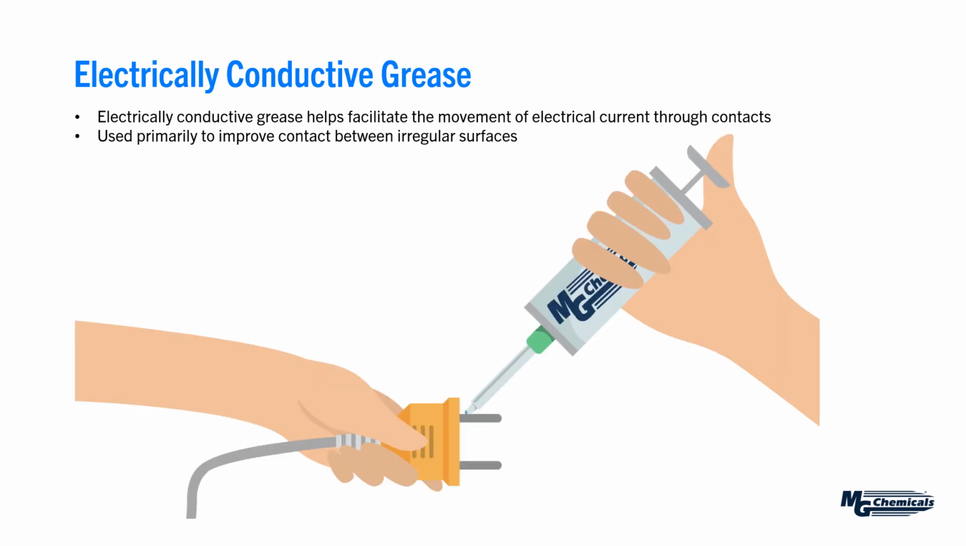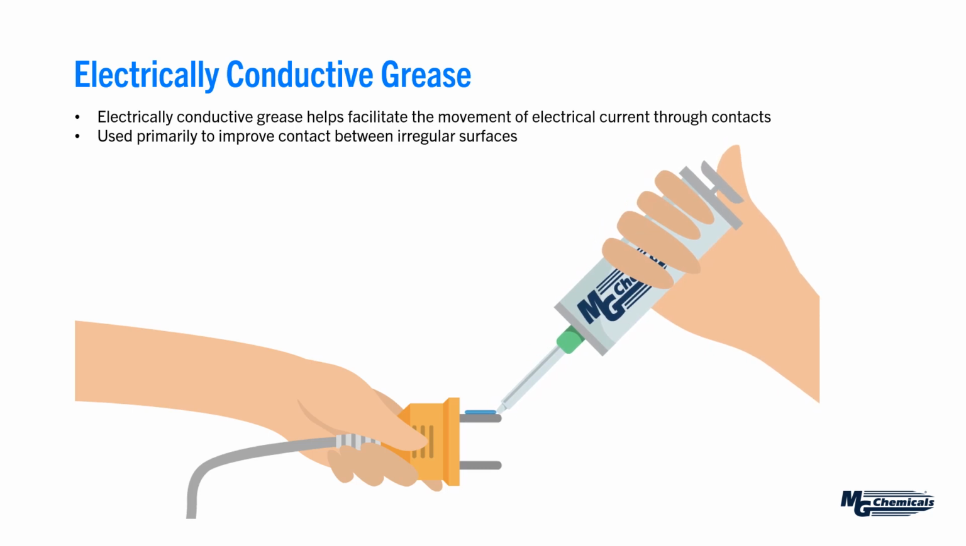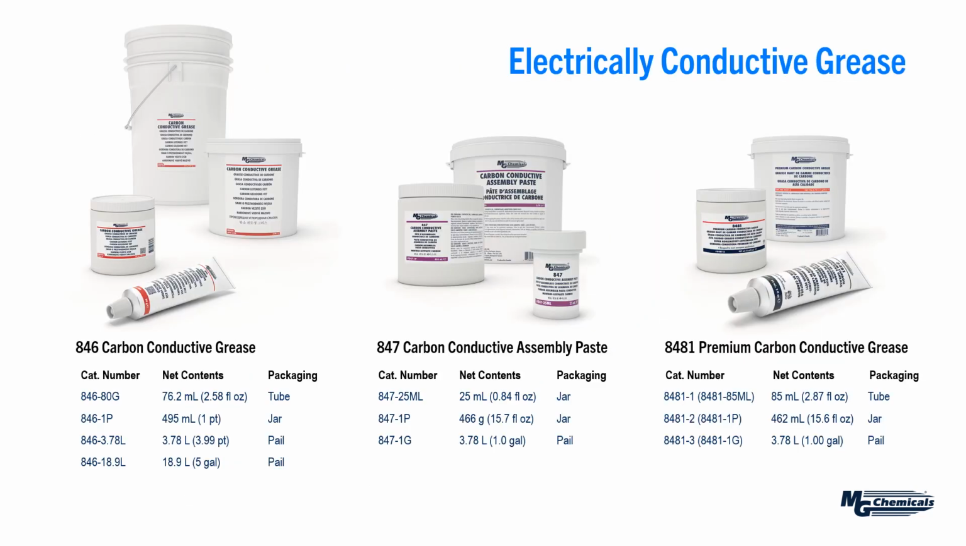So correct application would be to put it directly onto a male prong. And that's used mainly if there's any kind of corrosion that can circumnavigate that point, or if there are any irregularities between either the male or female surface, so that you bridge that with a conductive grease so that you have a steady flow of current. And again, available in multiple packaging sizes. We have multiple part numbers as well.